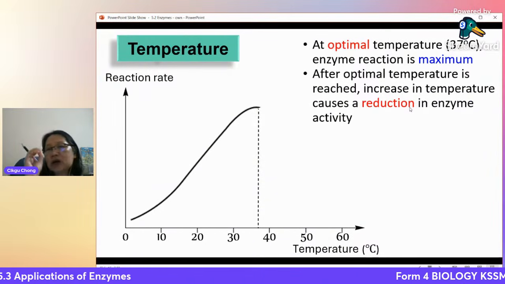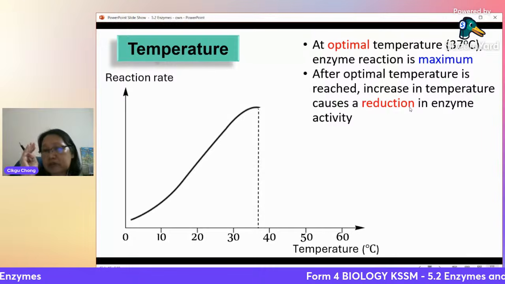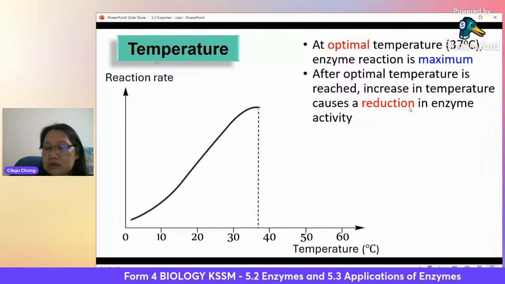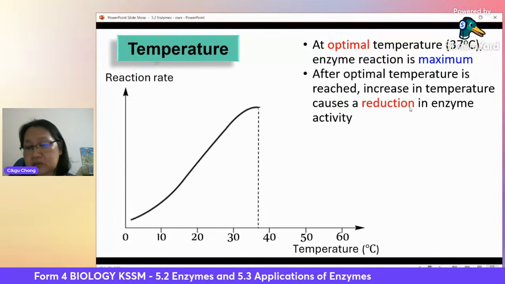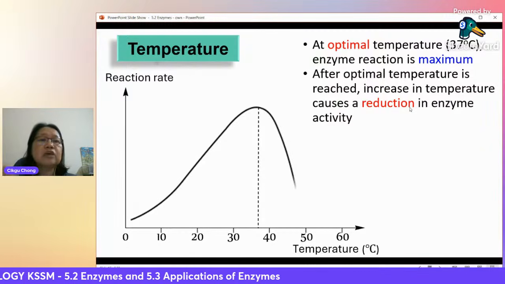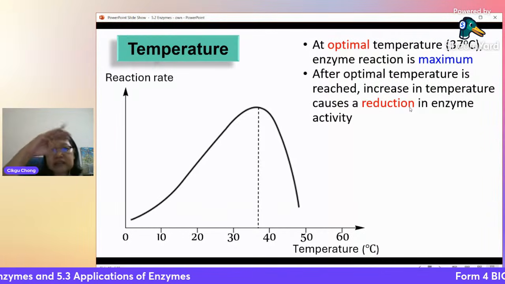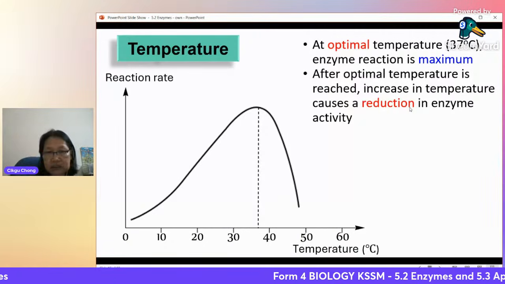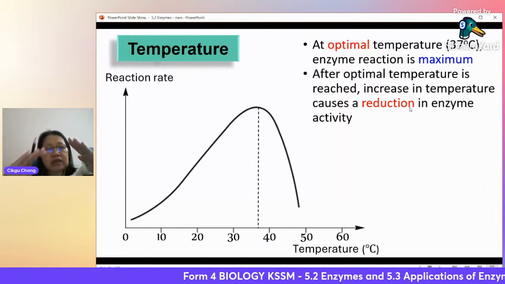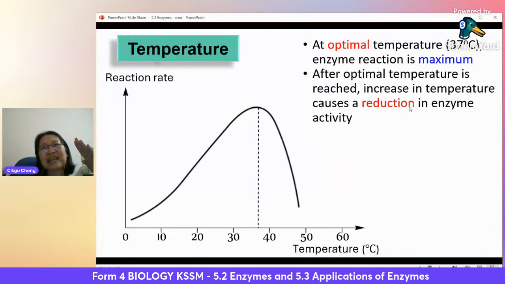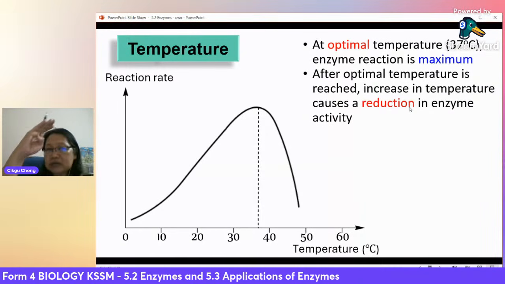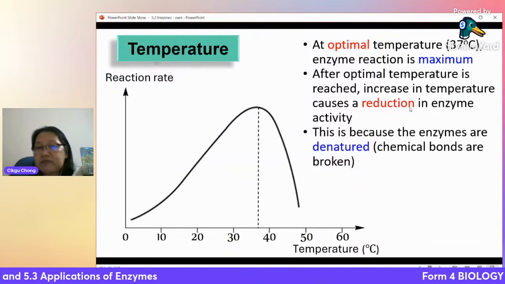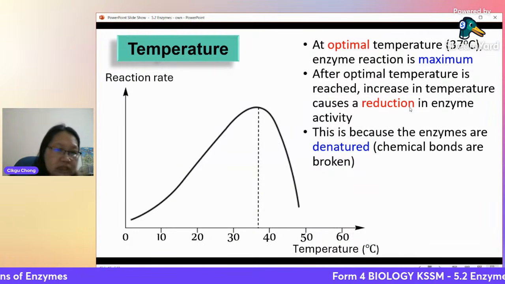So after the optimal temperature is reached, meaning you already reached 37, if you keep on increasing the temperature, on the other hand, you have a reduction. It doesn't go up any higher, but it will drop. Okay, you will find that it's not symmetrical. After 40, it drops very fast. So it's not a hill, it's not symmetrical. The left-hand side is a little bit less steep. The one on the right-hand side is steeper. That means it drops quite fast. Especially at 50 or 60, it's almost like zero.